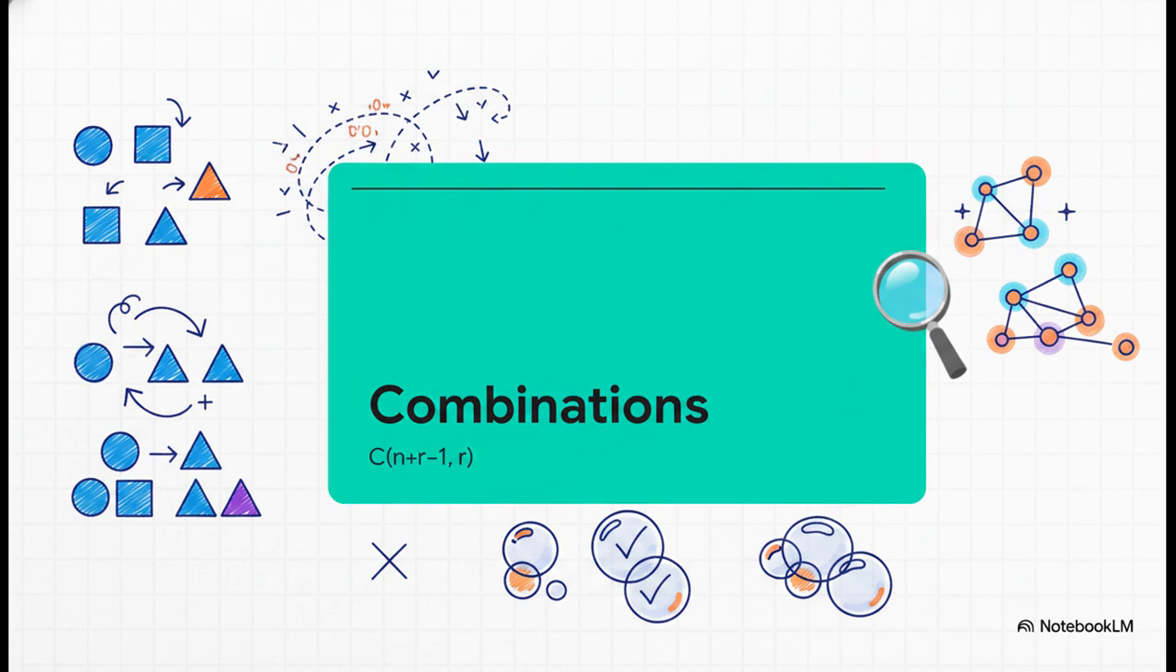Now, this is perhaps the most abstract formula we'll look at today. C of the quantity n plus r minus 1, comma r. Because order doesn't matter, but you can choose the same items multiple times, the math requires a pretty powerful conceptual leap. Think of it like walking into an ice cream shop. They have n flavors and you want r scoops in your bowl. You could get all chocolate or maybe a mix of vanilla and strawberry.